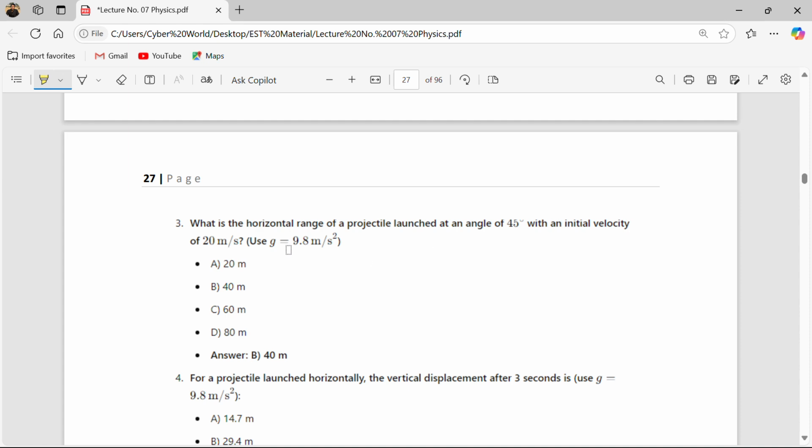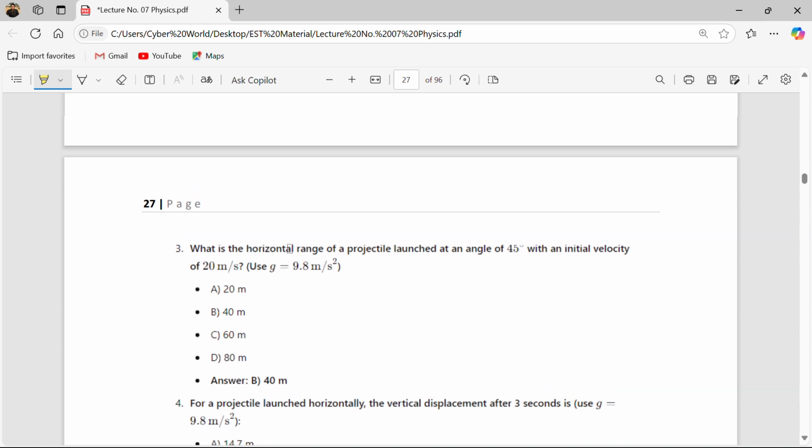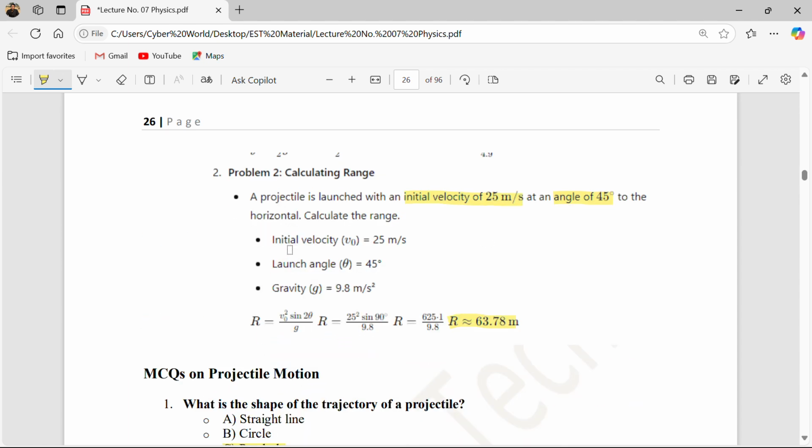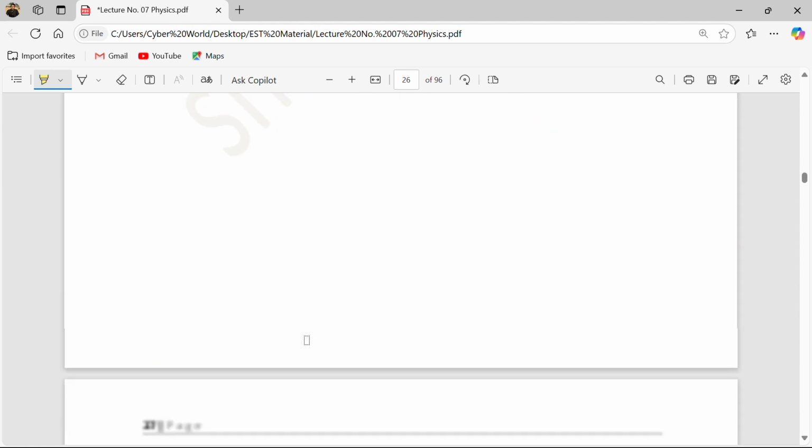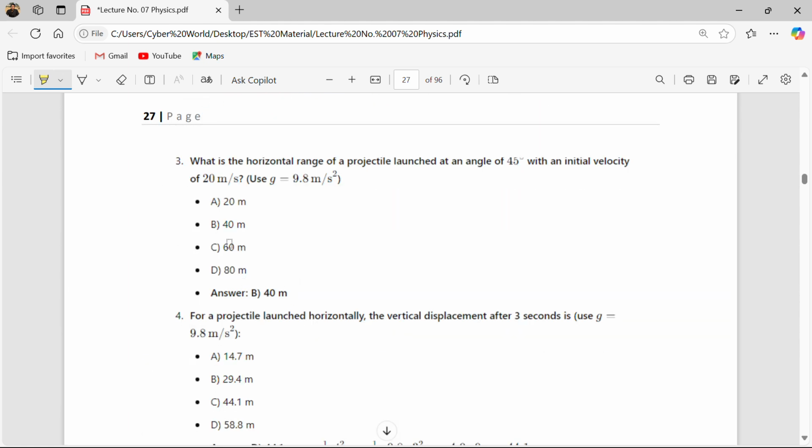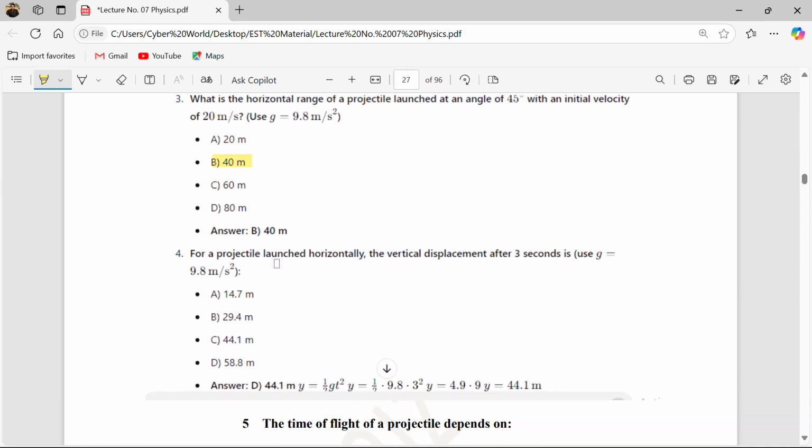What is the horizontal range of a projectile launched at an angle of 45 degrees with an initial velocity of this? Now the initial velocity and the angle are given, so you can easily find it, because you know the range formula: v naught squared sine of 2 theta divided by g. Putting in the values, the answer you get is 40 meters.